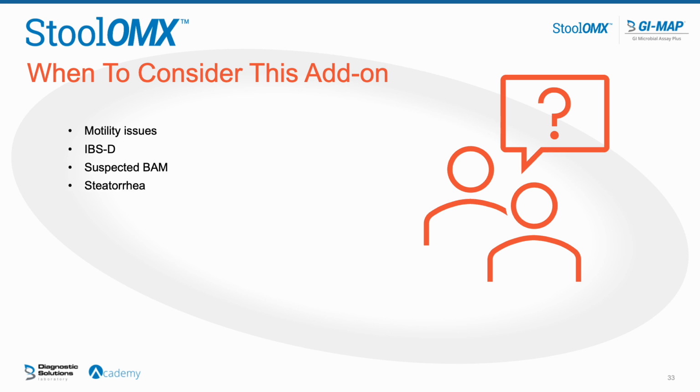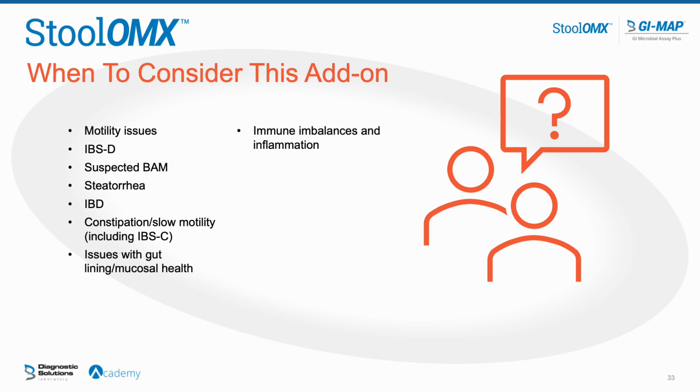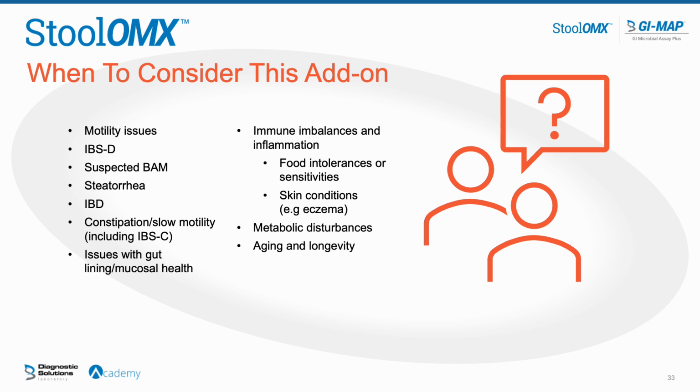Suspected BAM, steatorrhea or fat in the stool, IBD, constipation or slow motility, issues with chronic gut lining or mucosal health, immune imbalances and inflammation, so things like food intolerances or sensitivities, skin conditions like eczema, and those that want to look deeper into metabolic disturbances and aging and longevity. We can gain insights into all of these things from the StoolOMX add-on.